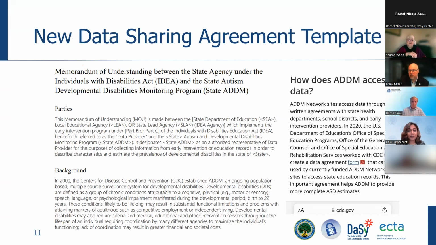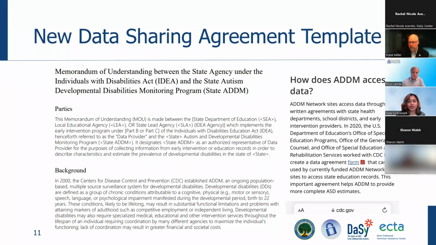Back in 2020, when I was acting director of the Student Privacy Policy Office, we were approached by the Centers for Disease Control's Autism Survey Program. And that surveillance program, which is known as the ADDM network, works with public health agencies across approximately a dozen or so states and sites to collect data on the prevalence rates of children with autism and other outcome-related information for children with autism. Fast forward, we were in the middle of the pandemic.